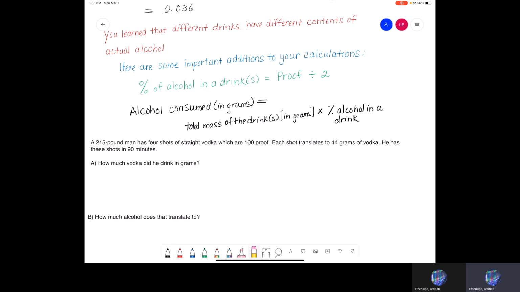And then, of course, there is a way to calculate the alcohol consumed. You're going to take the total mass of that drink in grams that you have calculated, and then multiply that by the percent of alcohol in the drink. And you're going to figure that out by calculating proof, right?